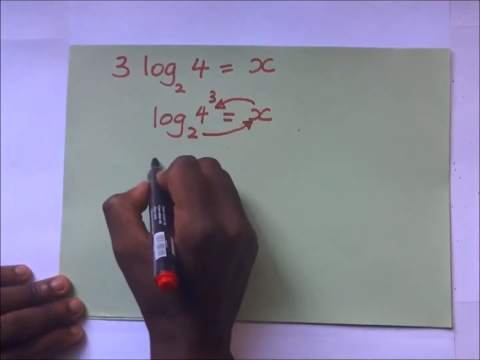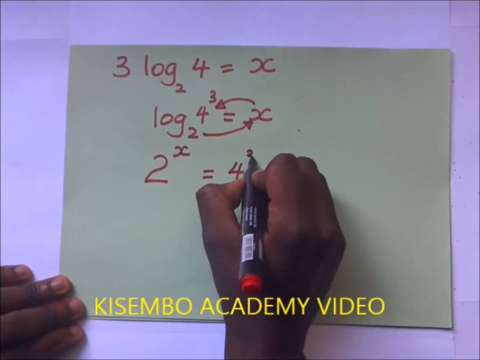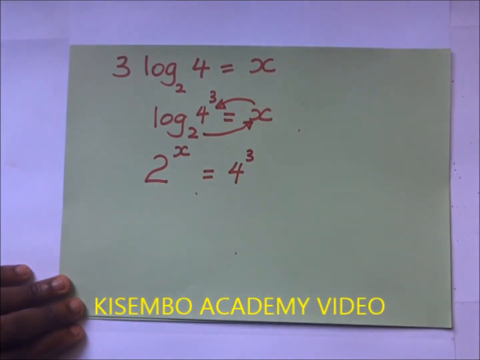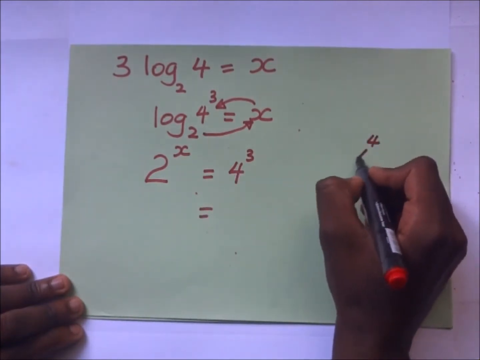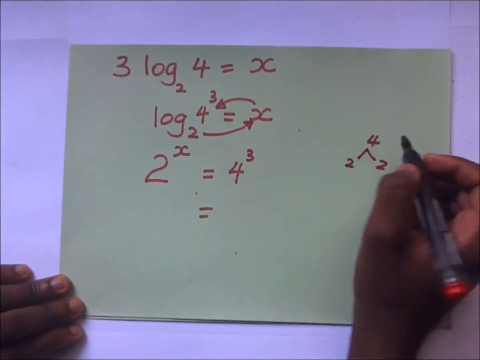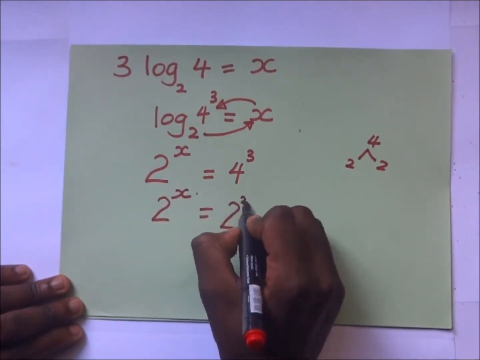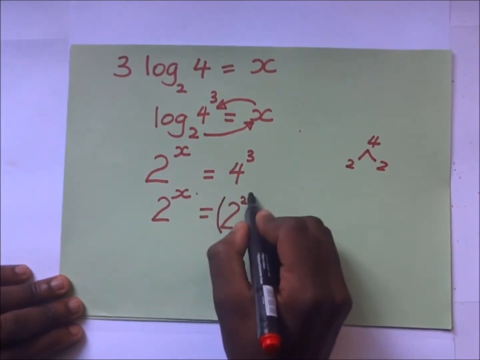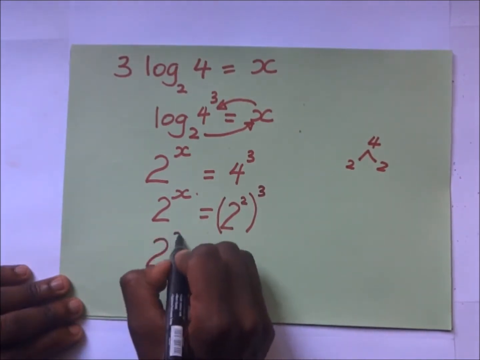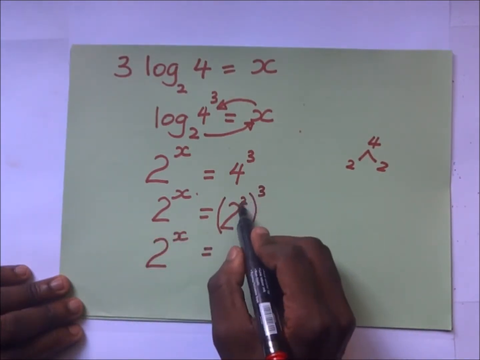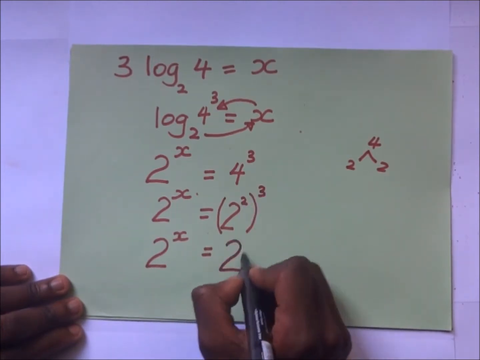Converting this log to index form, it's going to be 2 to the power x is going to give us 4 to the power 3. And if you look at this, 4 is the same as 2 squared, because 2 times 2 is 4. So 2 to the power x is going to be 2 squared, all to the power 3. This is the same as 2 to the power x being equal to 2 to the power 2 times 3, which is 6. So it's going to be 2 to the power 6.